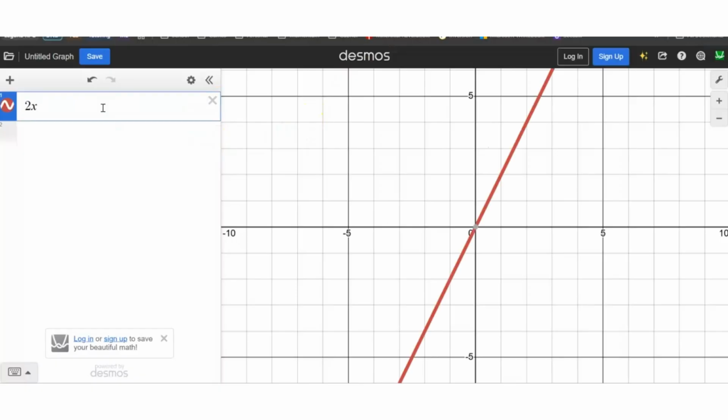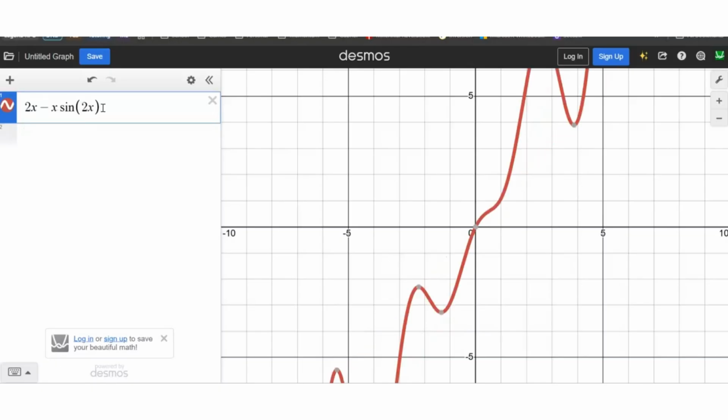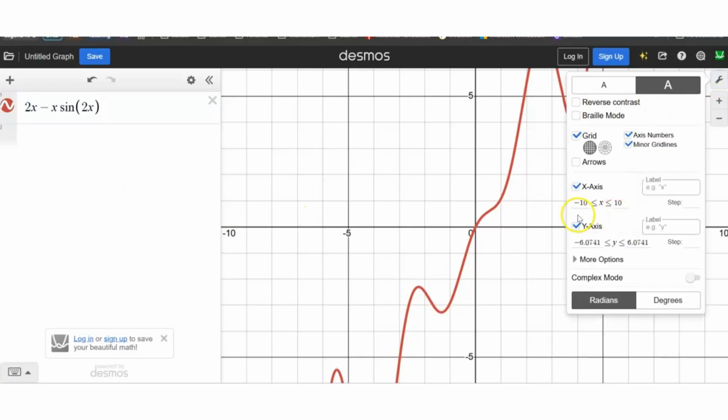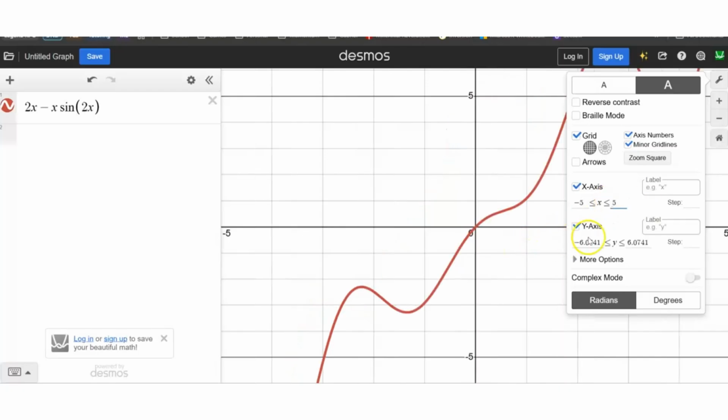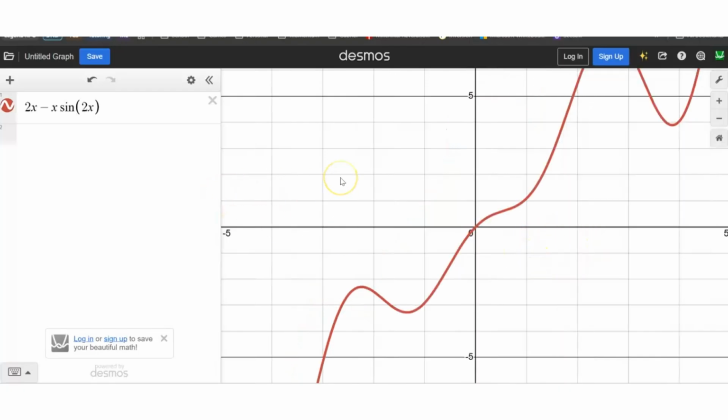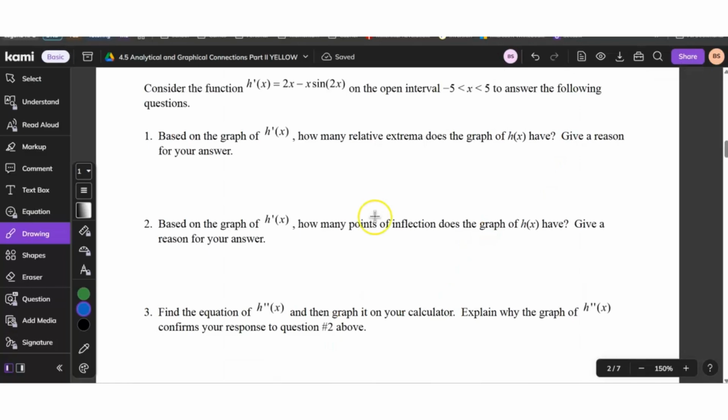So 2x... all right, and we're only supposed to be looking at this thing from -5 to 5. So if I look at it from -5 to 5, how many times does it cross the x-axis? Once. Therefore, how many relative extrema are there? One.